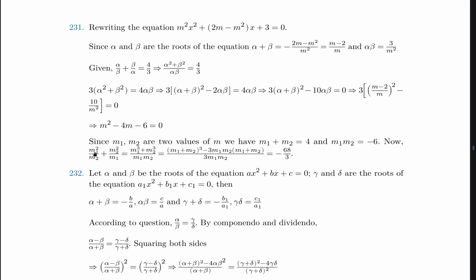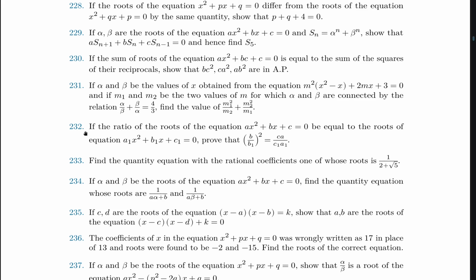Now we have to evaluate m1 square by m2 plus m2 square by m1, that is m1 cube plus m2 cube by m1 m2. So we rewrite this as m1 plus m2 whole cube minus 3m1 m2 into m1 plus m2 by 3m1 m2, which, if you calculate, is minus 68 by 3.